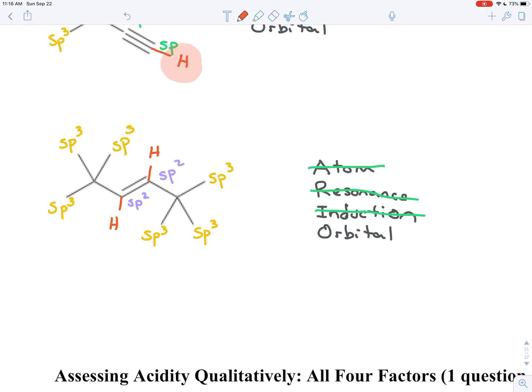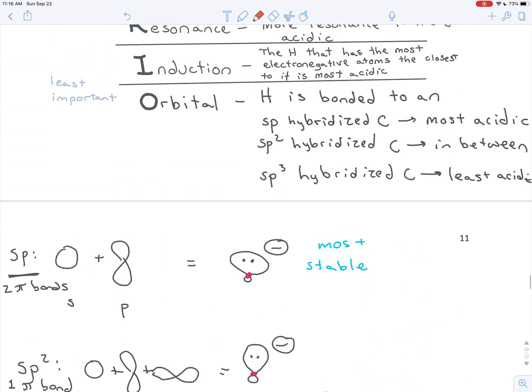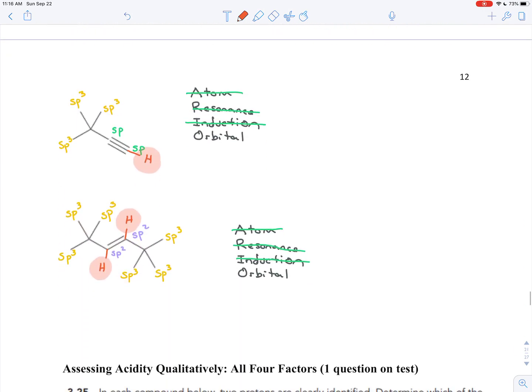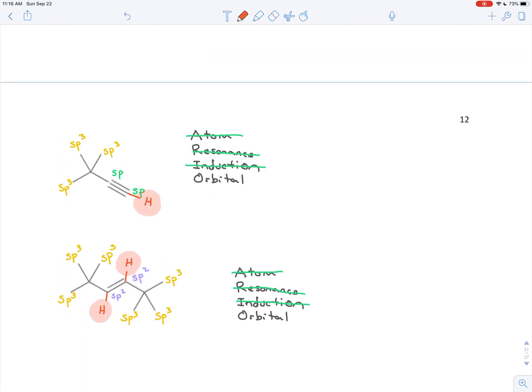Notice we don't have any hydrogens on sp hybridized carbons here, so the most acidic ones will be the ones on an sp2 hybridized carbon, and both of those hydrogens will be equally acidic. They're in symmetrical environments. So, because sp2 hybridized carbons are in between, they're more acidic than sp3, which are the least acidic. So hydrogens on those will be the most acidic. So you get a sense of how you can look at the orbital on an atom and use that to assess the acidity of a hydrogen on that atom, qualitatively.